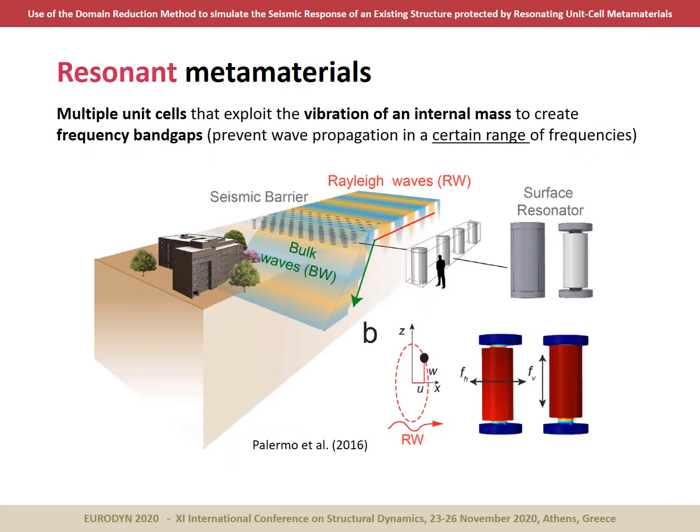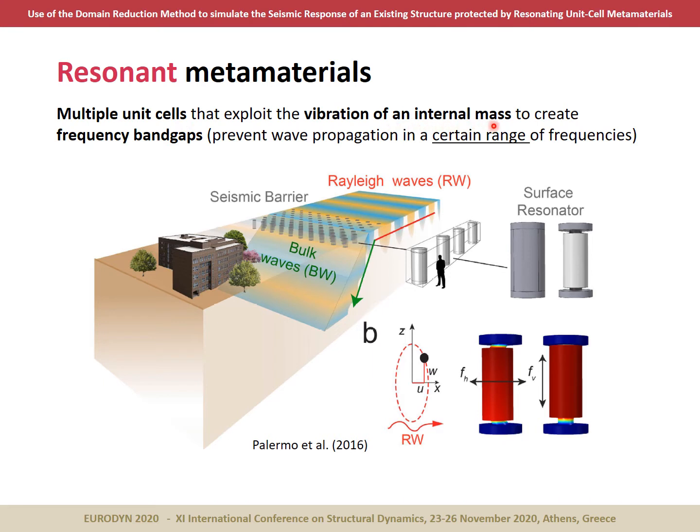Coming now to civil engineering scale, the research community has been mainly focusing on resonant metamaterials to control the incoming seismic waves, mitigate their effects on structures, and enhance seismic resilience of communities. So resonant metamaterials are usually multiple unit cells that exploit the vibration of an internal mass.